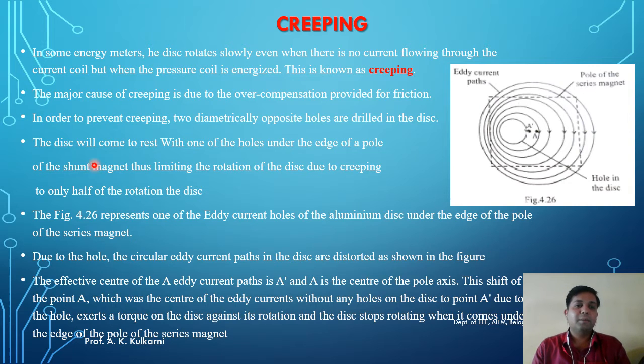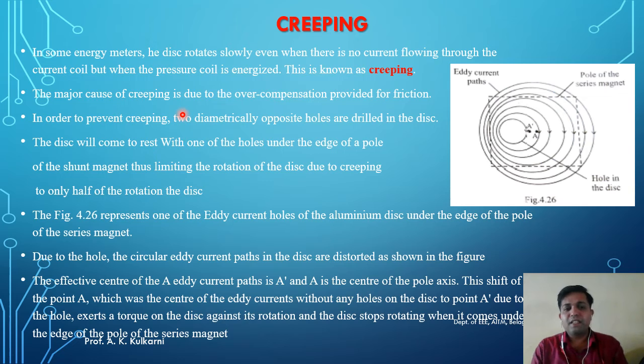In some energy meters, the disk rotates slowly even when there is no current flowing through the current coil, but the pressure coil is energized. This is known as creeping. The major cause of creeping is overcompensation provided by the friction, and due to that the creeping occurs.